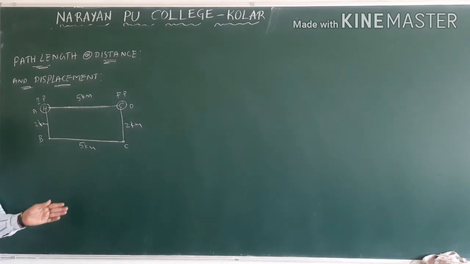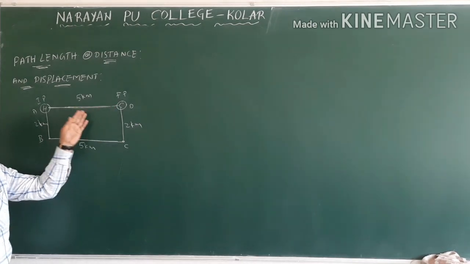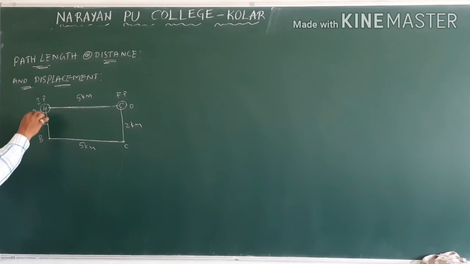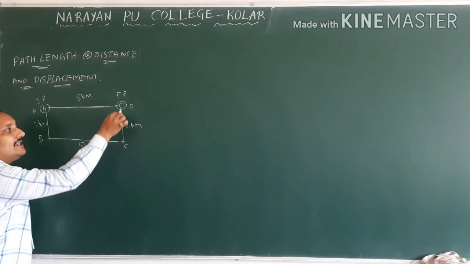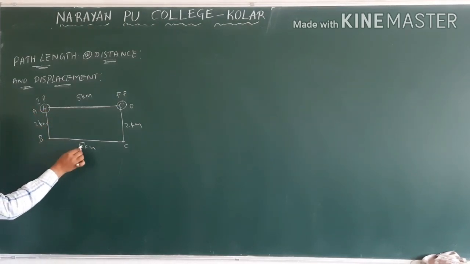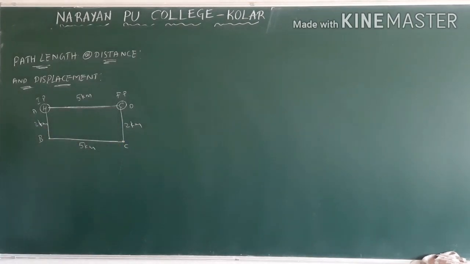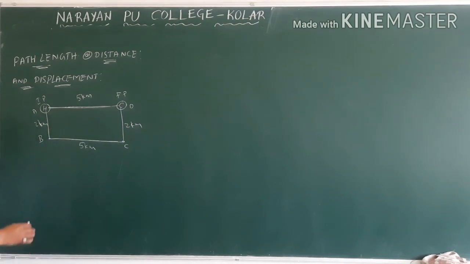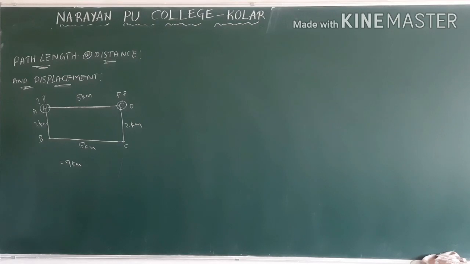According to the definition, the total path covered by the person or object between initial position and final position. Total path means here A to B, B to C, and again he came from C to D. So how much is the total path? AB, that is nothing but 2 plus 5 plus 2. 2 plus 5 is 7, 7 plus 2 is 9. So the total distance is 9 kilometers.